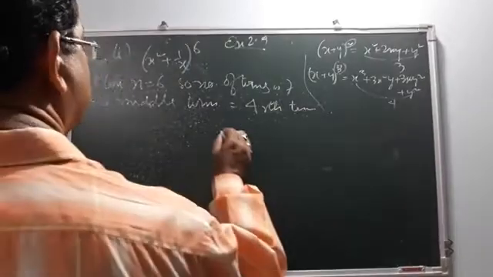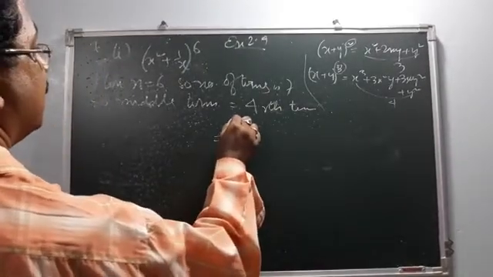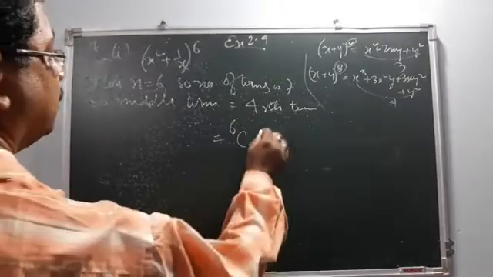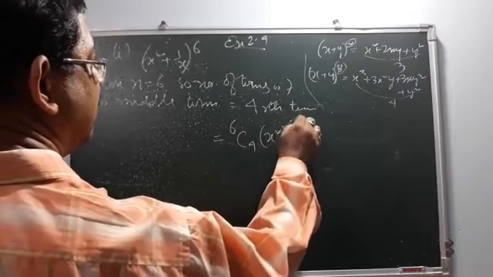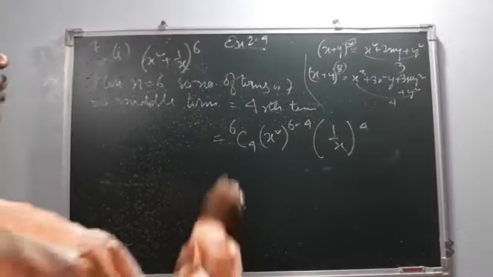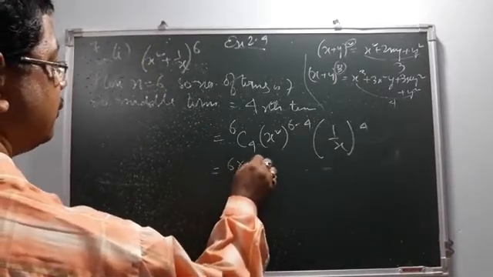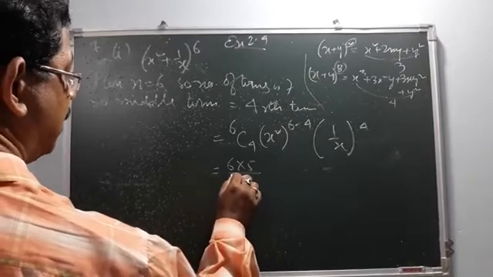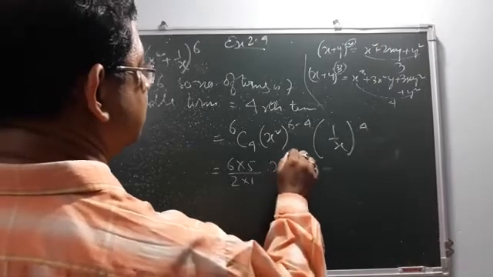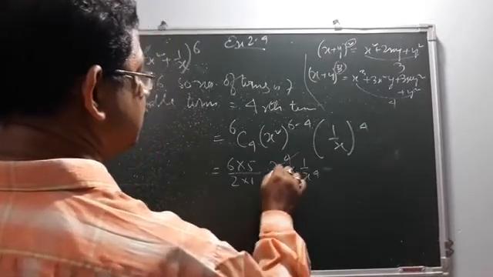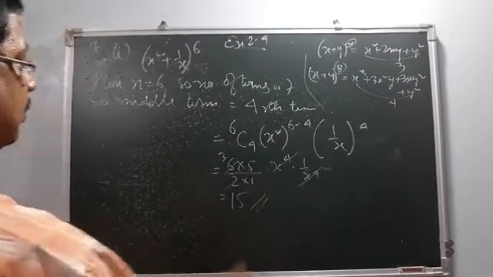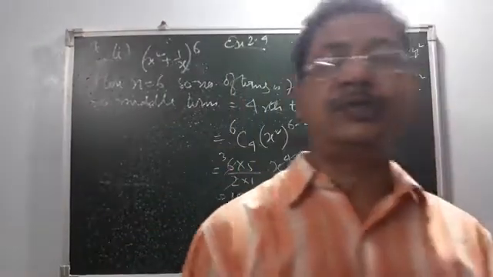So the fourth term is the middle term, and it is 6C4, NCR, then n minus r, then this. So this is the middle term. 6C4 is 6C2, which is 6 into 5 over 2 into 1. 6 minus 4 is 2, so it will be x to the power 4 times 1 by x to the power 4. So there is no x term, and we get 15 as the answer for the middle term of this expansion.